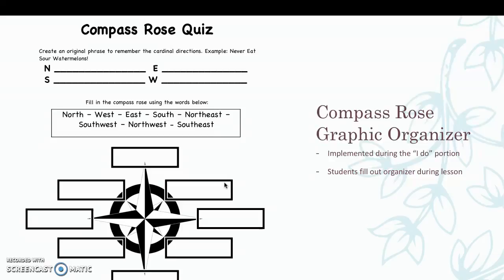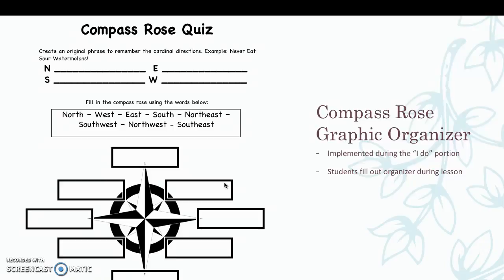So the content objective is students will be able to locate places on a map or globe using cardinal and intermediate directions. The language objective is students will be able to orally locate cardinal and intermediate directions on a map with the support of a graphic organizer, visuals, and peers.